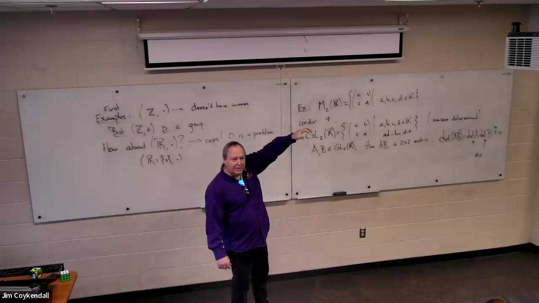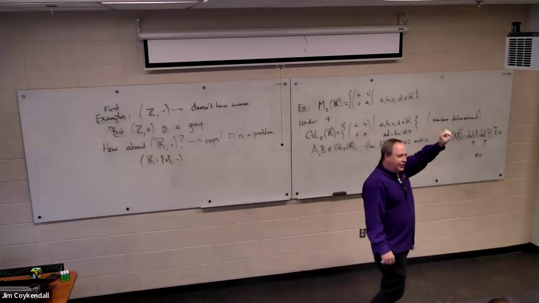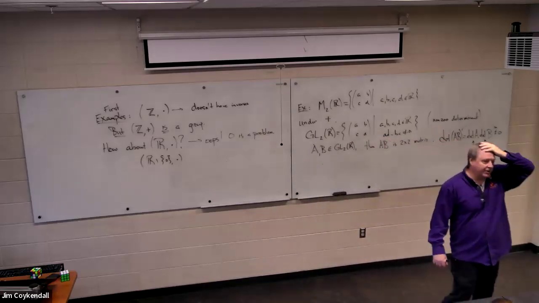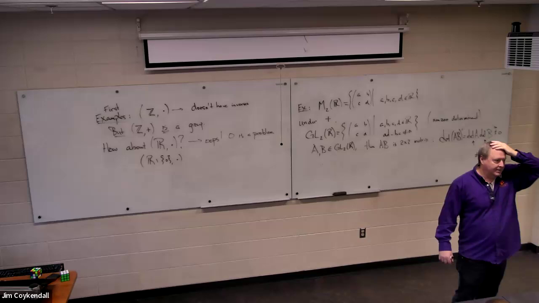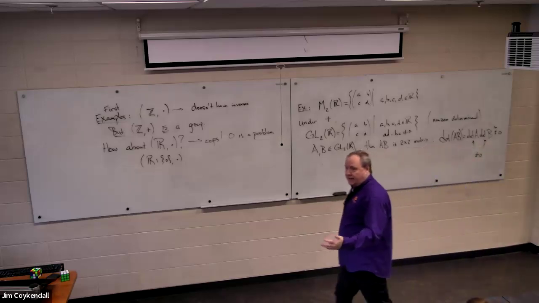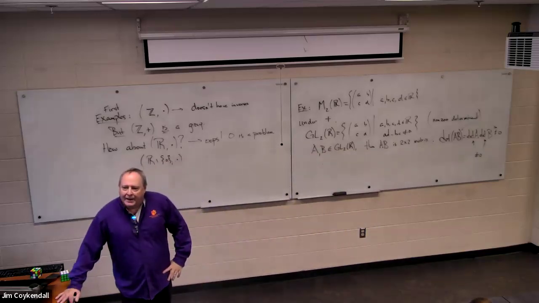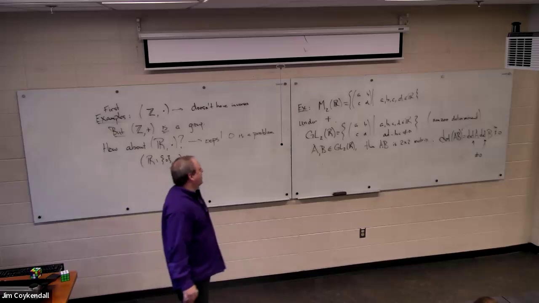We know that the multiplication is associative. The identity is 1, 0, 0, 1. What's the determinant of that matrix? It's 1, right? And so it's in there too. So we've got the identity matrix. Any matrix that has a non-zero determinant has an inverse. That's a linear algebra thing. So this is actually a group.